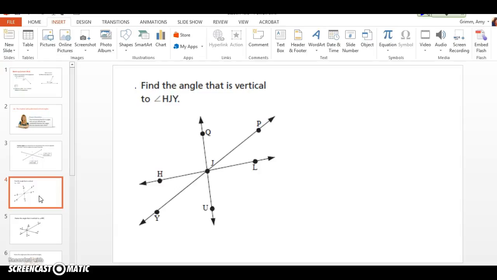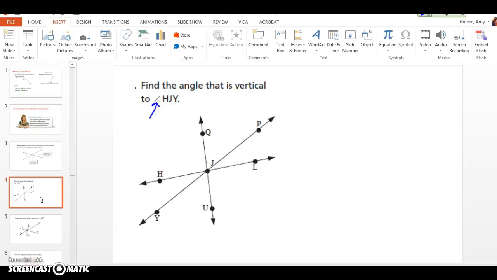Okay. All right. Find the angle that is vertical to angle HJY. I've had a lot of people not using the angle mark. I've had people say, what is that weird shaped L? That is not a weird shaped L. That is how mathematicians say angle, and you do need to have that in your writing.